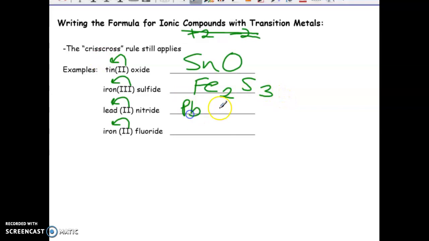Lead nitride. So lead 2 nitride. The 2 from lead comes down near the nitrogen. The 3 from nitrogen comes down near the lead. Iron 2 fluoride. This is where you're going to have FeF2. So the 2 from iron comes down, and fluorine, of course, is a 1.